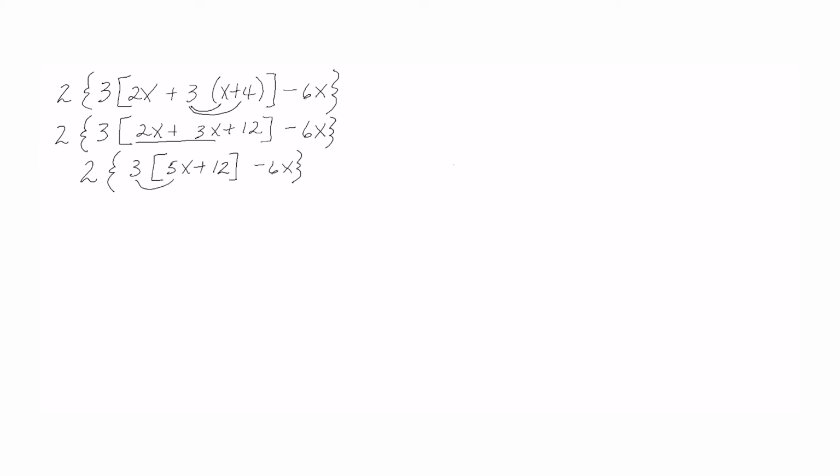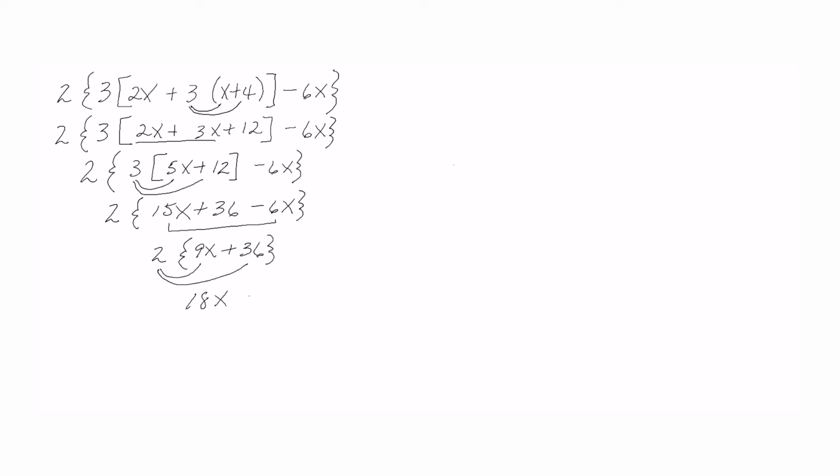Okay, so now we're going to distribute our 3. That's going to give us 15x plus 36. Once again, bring everything else down. Now in here we have 2 like terms that can be combined. So 15x minus 6x gives us 9x. Bring down our 36. So now we distribute the 2 inside of our braces. So we're going to have 18x plus 72.